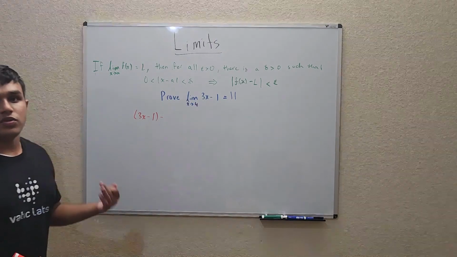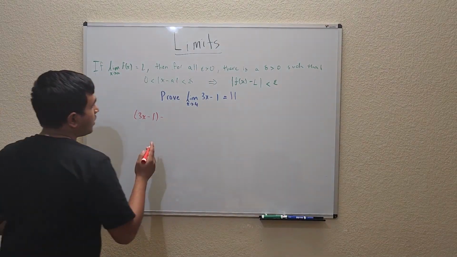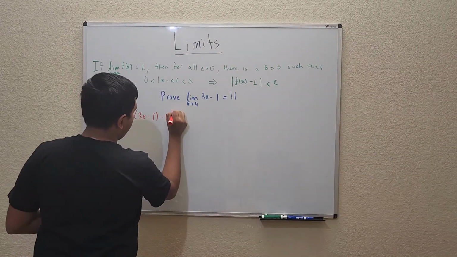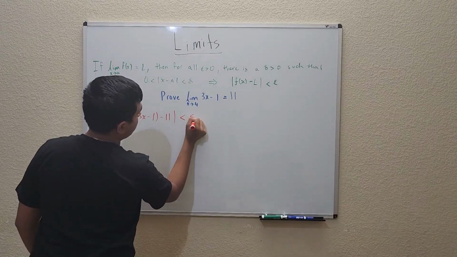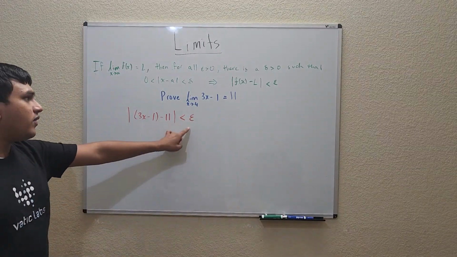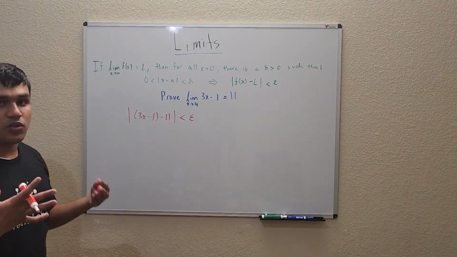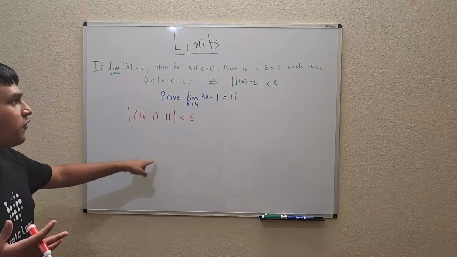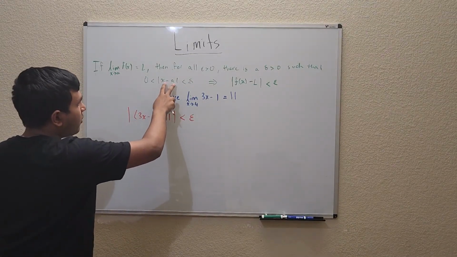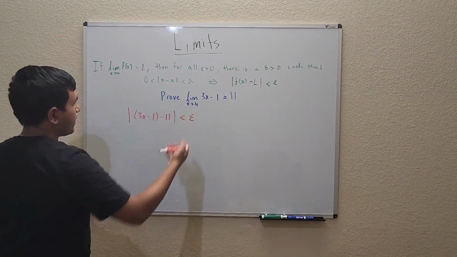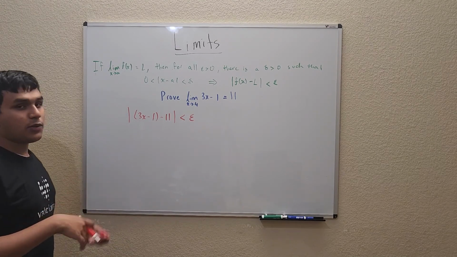No, this is not the actual proof. Right now we're just trying to determine what delta is in terms of epsilon. The absolute value of 3x minus 1 minus 11 is less than epsilon. So what we're trying to do is that we've determined what the epsilon we're talking about is, okay? We need to now find that delta. Now how we need to find this delta is by somehow getting an absolute value of x minus 4. Trying to get that absolute value of x minus 4, and then using that, we can find our delta.